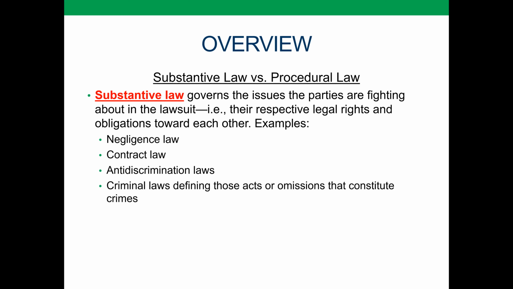Criminal laws are in part substantive laws. The criminal laws that define crimes are substantive laws. That is, they define what acts or omissions, if committed, would constitute an offense that is punishable if you're convicted. So that is a substantive law because it's defining those acts or omissions that we are not allowed to engage in. And if we do, we have violated the law.